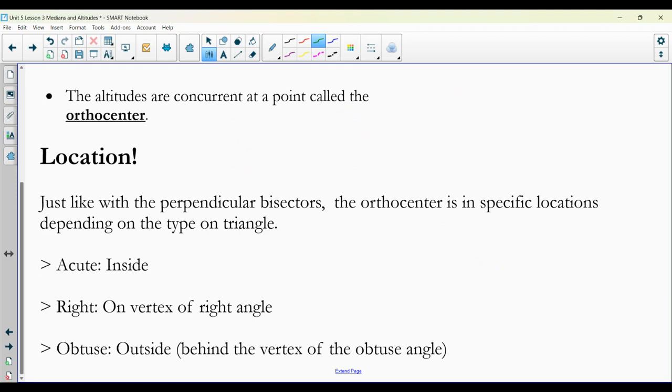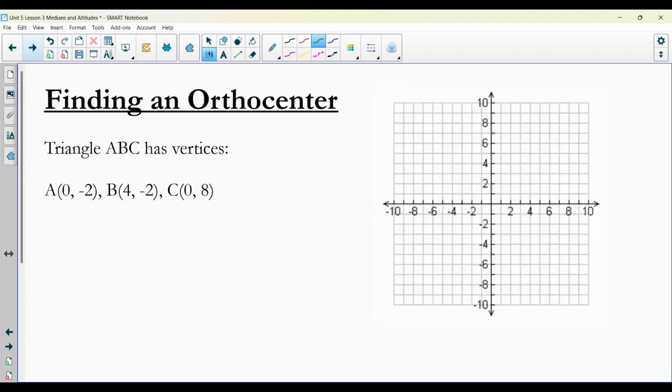And when you're dealing with an obtuse triangle, you are dealing with an orthocenter that is outside of the triangle, specifically behind the obtuse angle of the triangle. Okay, so what would we ask of you? Make sure that you can figure out if something is an orthocenter based off of a picture. The other thing that we could ask you is finding an orthocenter. And we're never going to ask you to find an orthocenter, at least on an assessment, that is not a right triangle. So really, the goal here is to sketch this triangle and figure out the orthocenter.